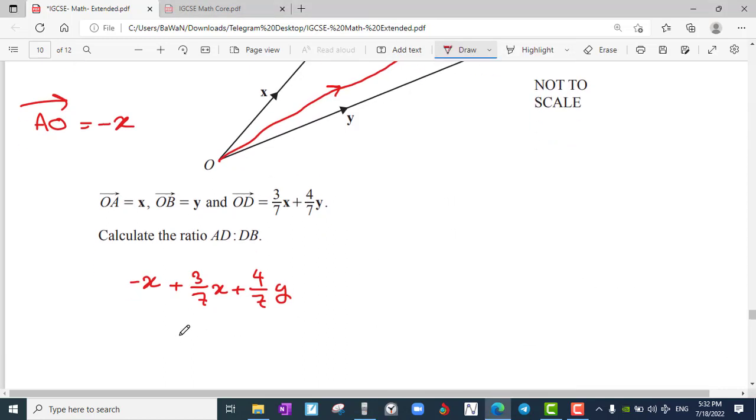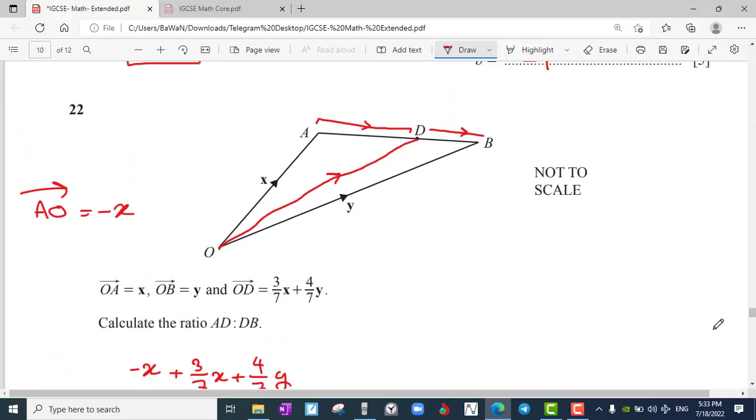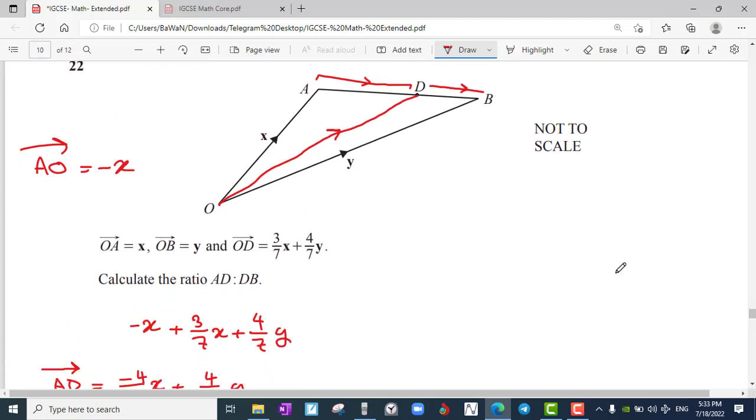So AD, in this direction, going from A to D, is equal to negative 4 over 7x plus 4 over 7y. Okay, that's AD. Now let's find DB. We need to see the diagram. DB means going from D to B.